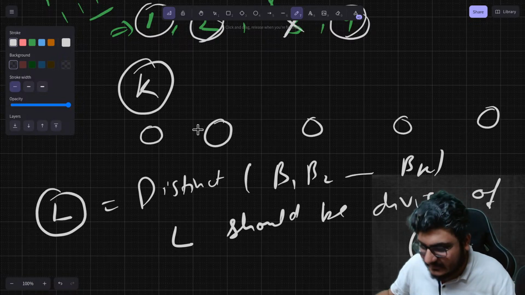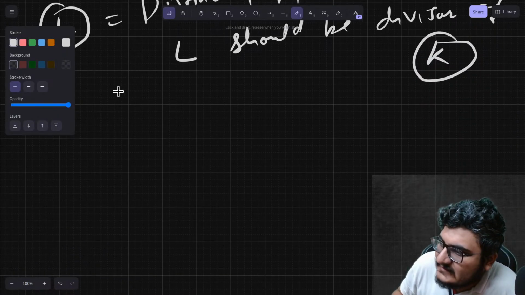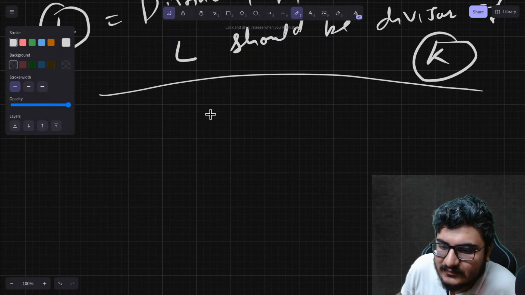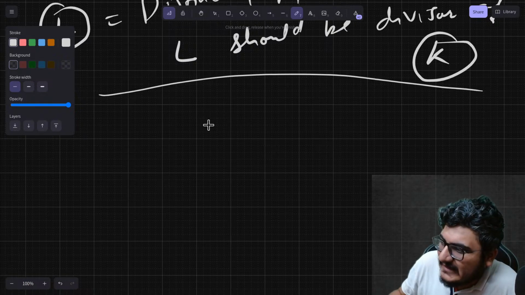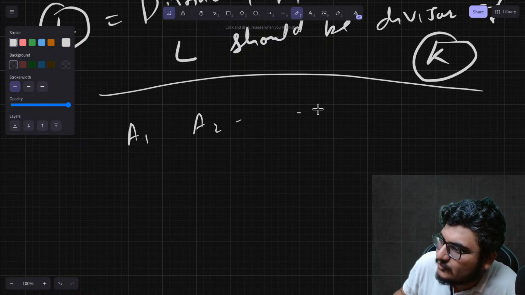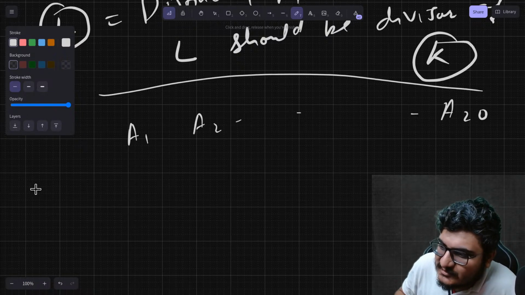Okay, problem, I will probably summarize again. Let's say we have an original sequence, say 20 numbers, A1, A2 up to A20. We will call a sequence valid under some condition.